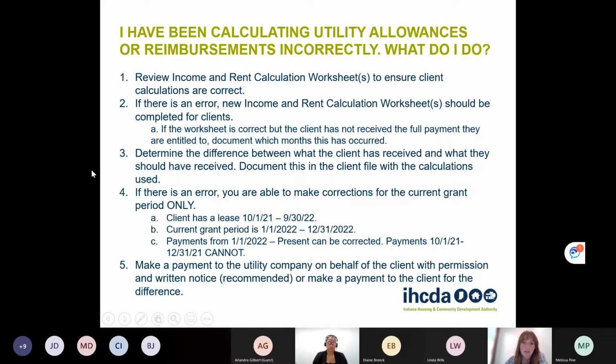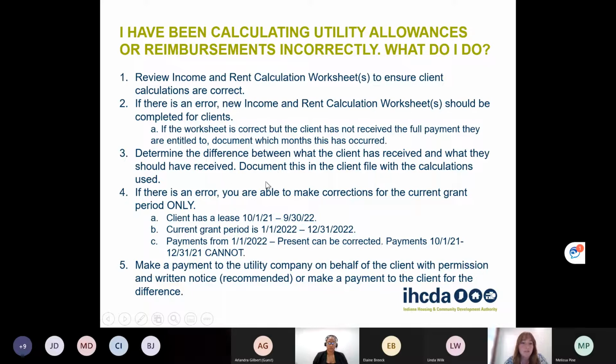and reviewing the income and rent calculation worksheets that you have already completed, just to make sure that all of those calculations are correct. If you do find errors, then you should go ahead and complete a new income and rent calculation worksheet for the client. Or if the issue lies more with paying out the utility reimbursement, then go through and document each month where the payment that the client is entitled to and the payment that they actually received are different. You want to make sure that you have records of that so you know which months to be looking at.